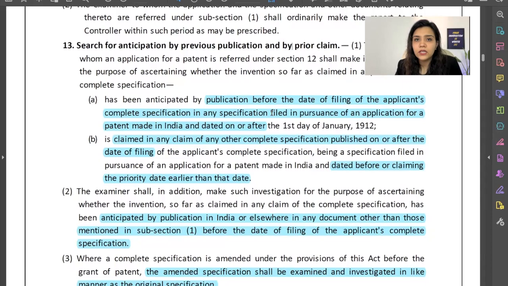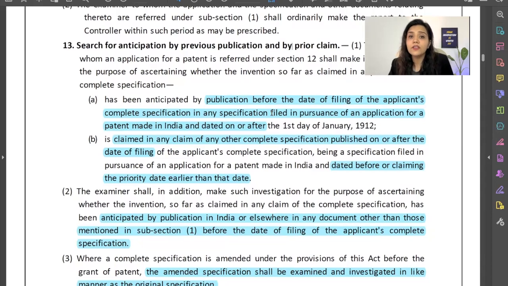So what does this section indicate? In the section on examination, we studied that the controller refers the documents to the examiner and the examiner prepares a report. Whenever the examiner prepares a report, the examiner has to conduct a search for anticipation by previous publication and by prior claim. What would the examiner see? The examiner will see what is mentioned in prior applications before the date of filing of your complete specification. The examiner will look at all the prior arts before the date of filing of your complete specification, and based on that, they'll conduct a search for anticipation.